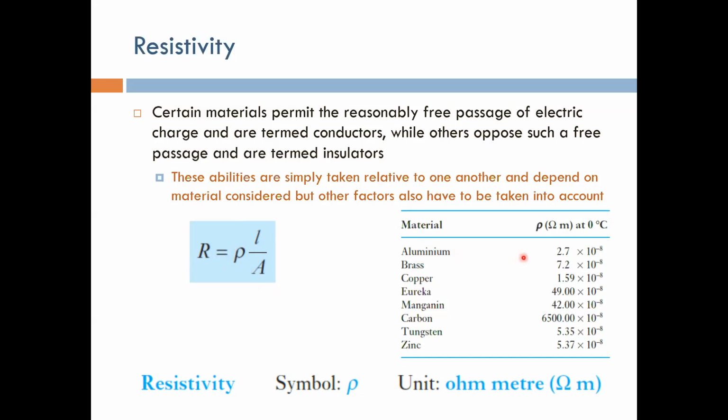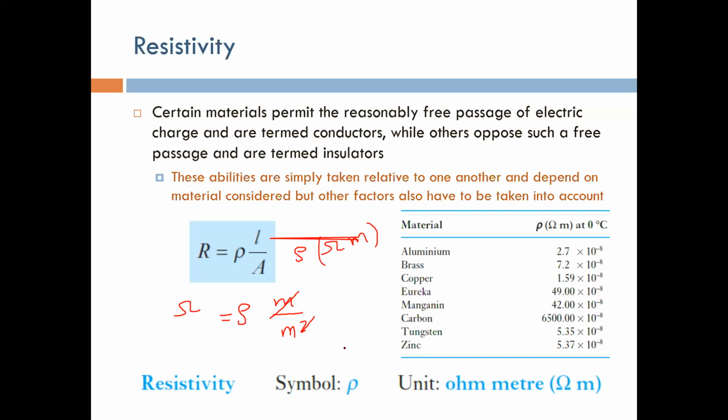For example, aluminum is 2.7 times 10 to the minus 8. If you look at the units, you have here length over area, so this is meter to the minus 1, and the resistance is in ohms. So the resistivity will be ohm meter, because this is meter to the minus 1, and when it goes to the other side, it's going to be meter. Okay, so maybe you can write it down. Here you have ohm, and it's going to be equal to rho times meter over meter squared. So the units of rho will be ohm meter.